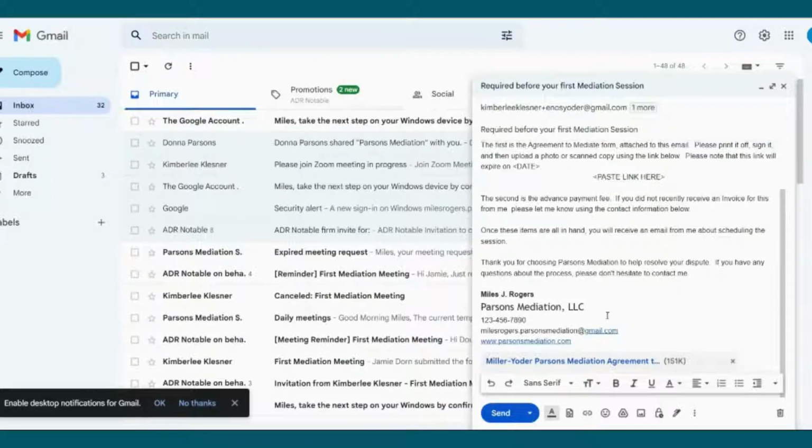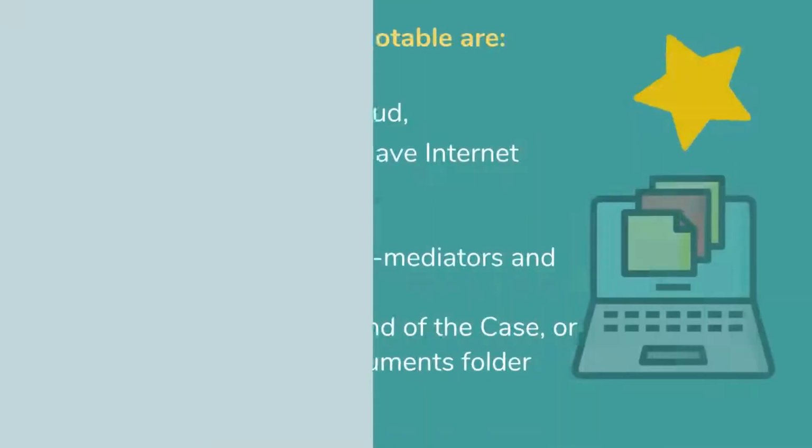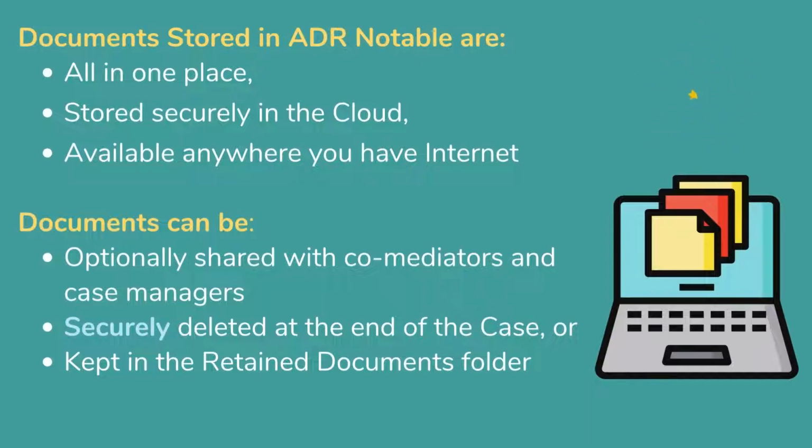Now he'll go back to the email message and paste the link in, and then add the expiration date. And now the message is ready to send. So with ADR Notable, your case documents are kept all together, stored securely in the cloud, and available to you anywhere you have an internet connection. You have the option to share them, to securely delete them at the end of a case, which means they are not discoverable, or you can keep some or all of them in the Retained Documents folder.